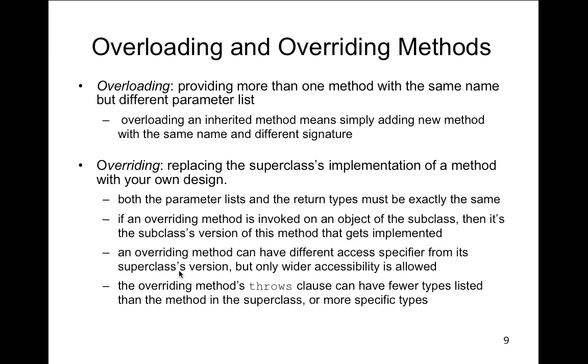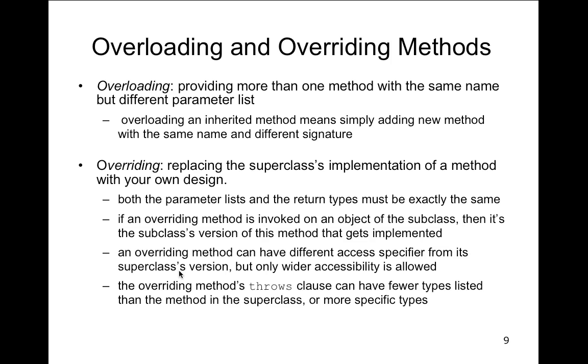And if an overriding method is invoked on an object of a subclass, then it's the subclass's version of the method that gets implemented. So it's the most current. If you think about Microsoft Word, when you save changes, it's the most current change that's actually going to be effective. So you can't go back and change your mind, essentially.